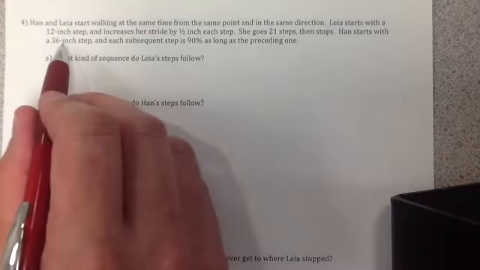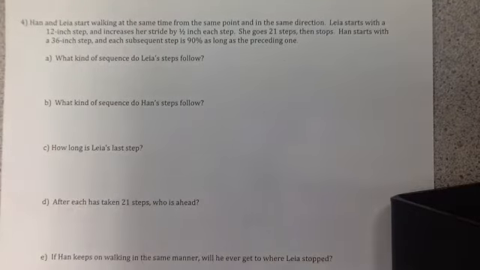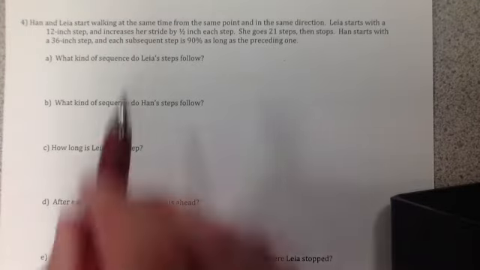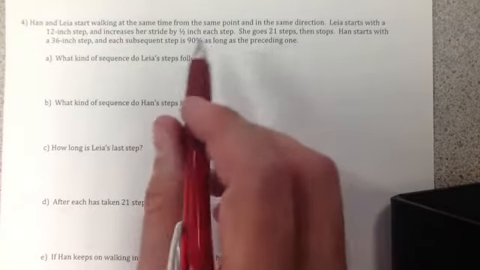Han starts with a 36-inch step, and each subsequent step is 90% as long as the preceding one. So his are getting smaller while her steps are getting longer.